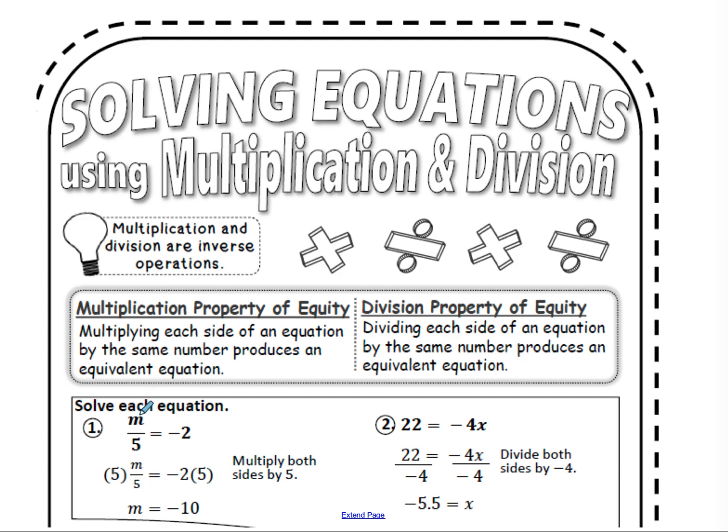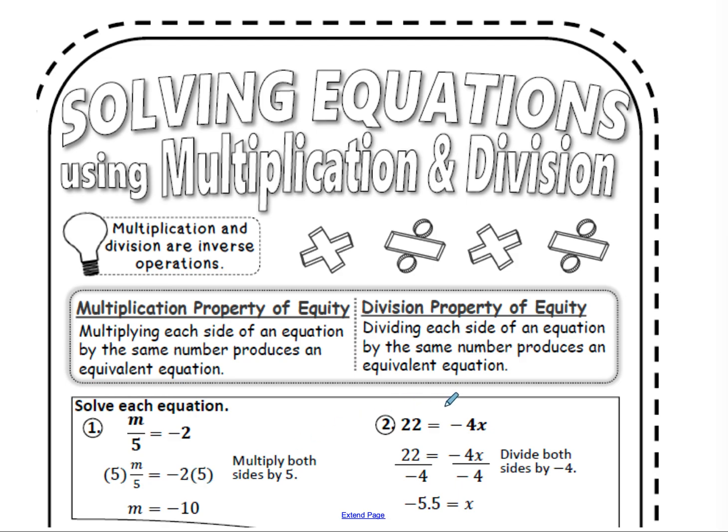So here our equation is m divided by 5. Now this does kind of look like a fraction, but remember that fraction bar means division. M divided by 5 equals -2. We cancel out the division with multiplication, multiplying 5 on each side. 5 divided by 5 is 1, so we're left with m. -2 times 5 is -10.